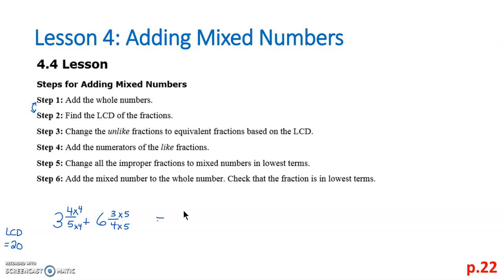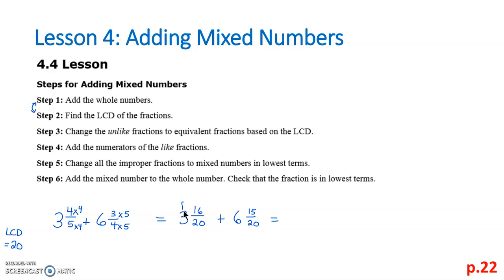So I'm going to rewrite including those whole numbers. So that will give me 3 16/20 plus 6 15/20. So what I do in step 4 is I take along step 1 and step 4 at the same time. So I add the whole numbers and I add the numerators. But remember, you could add the whole numbers right away. That would be fine as well.